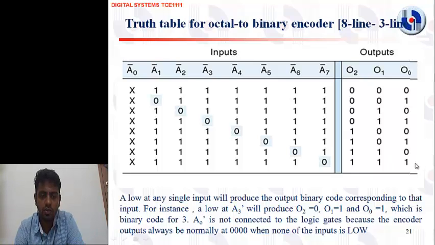A0 is not connected to the logic gate, because the encoder output will always be 0, 0, 0 when none of the inputs is low. This is the default condition when we are not using any encoder, meaning we are not in any encoding operation, then the output will be 0, 0, 0. So this is a default condition. For this default condition we are providing this A0, and these are the useful data we are getting, and for particular conditions we are converting to a particular output code.